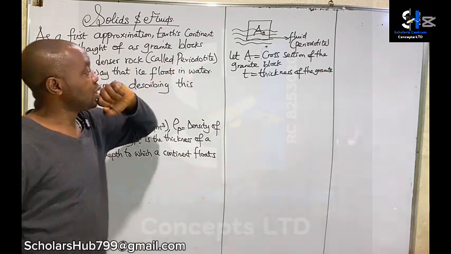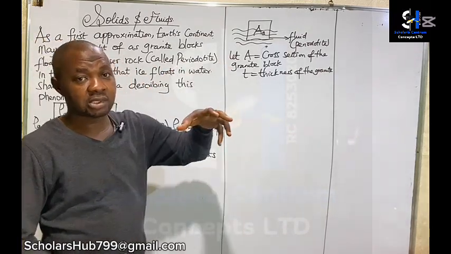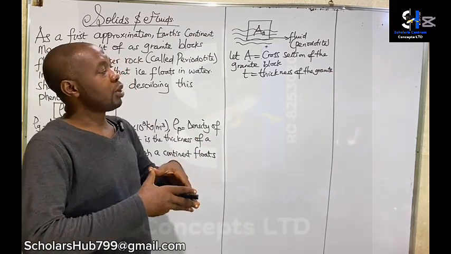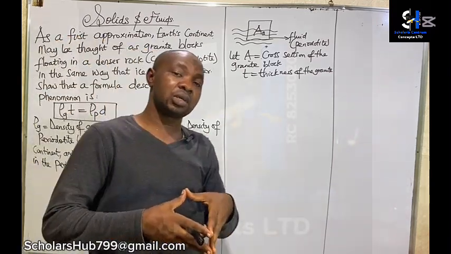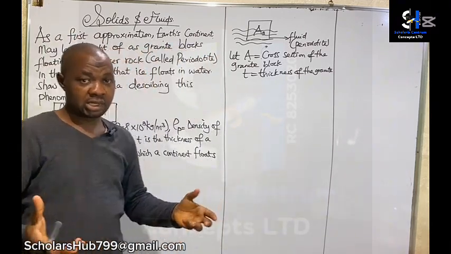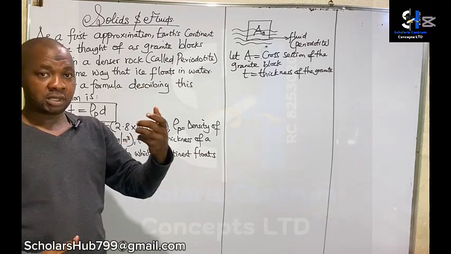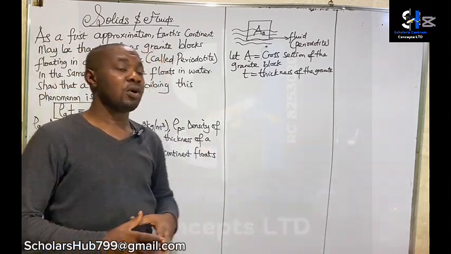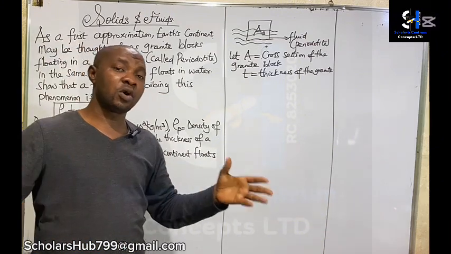So in this case, for the column of granite floating in the fluid, we need to what? We are going to apply the principle known as the what? The principle of buoyancy, which dictates that the weight of the displaced fluid will be equal to the weight of the what? Of the floating object.